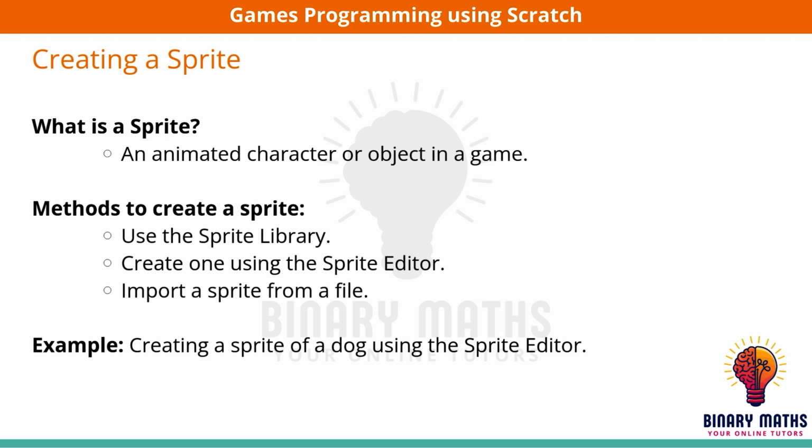For example, you can create a sprite of a dog using the sprite editor. Sprites are essential for making your games and animations come to life. You can customize your sprites by changing their costumes, adding sounds, and programming their behaviors. Another example is using a pre-made sprite from the library, like a basketball, and programming it to bounce around the screen.